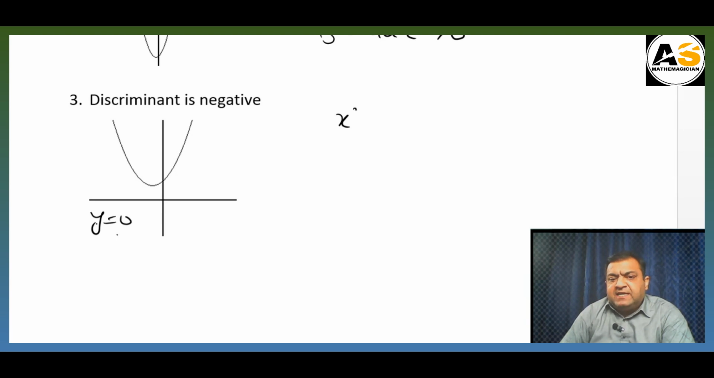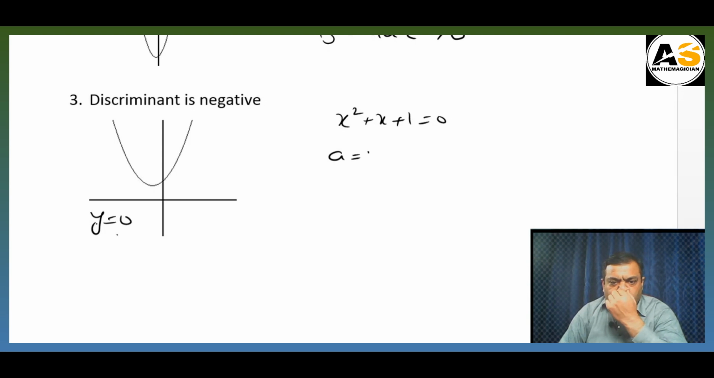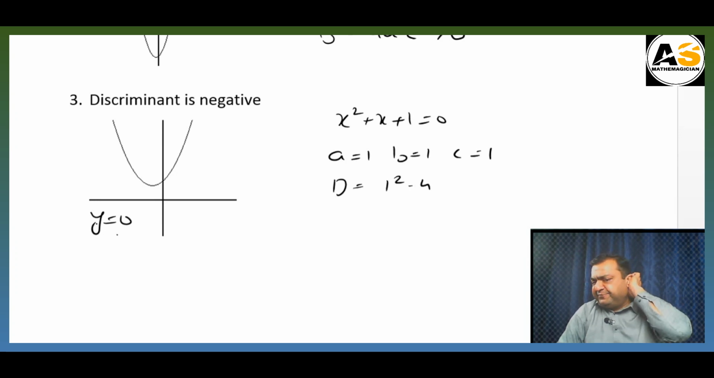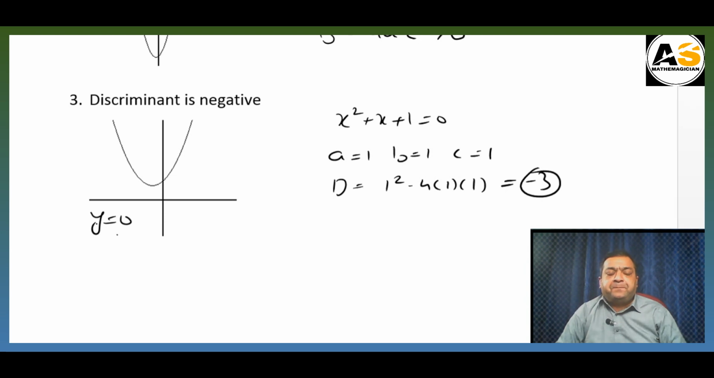For example, the equation is x square plus x plus 1 is equal to 0. A is equal to 1, B is equal to 1, C is equal to 1, and discriminant will be B square minus 4 into A into C. Graph will not even touch the x-axis. There are no real roots.